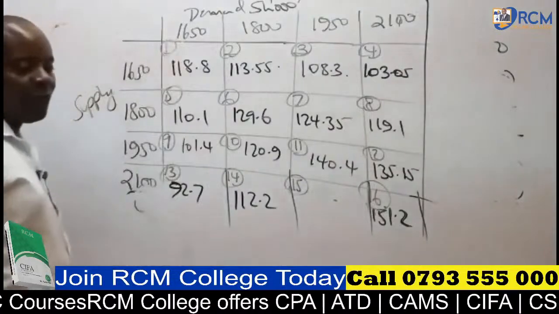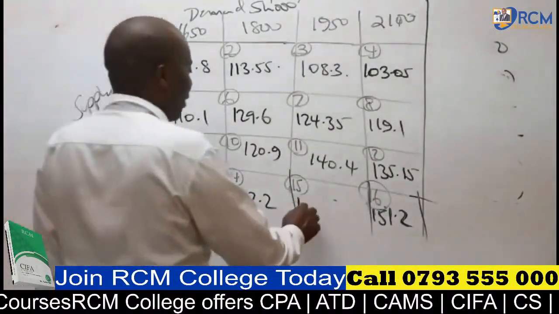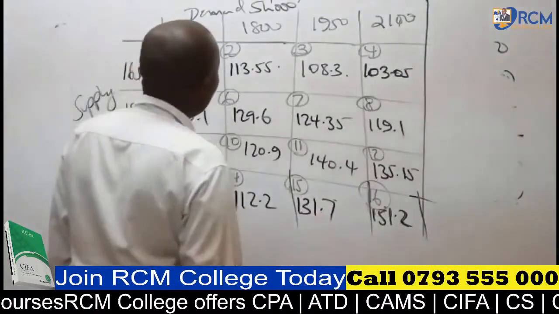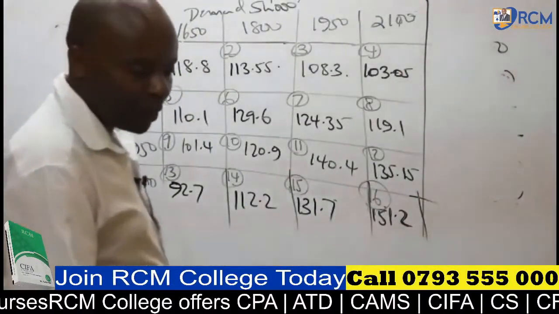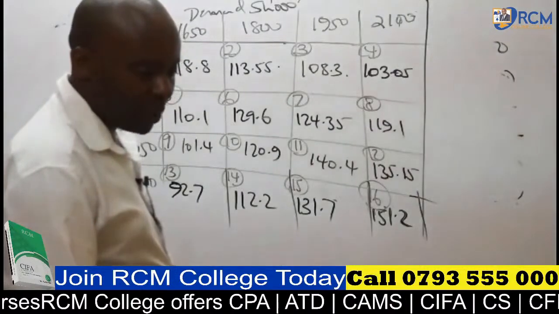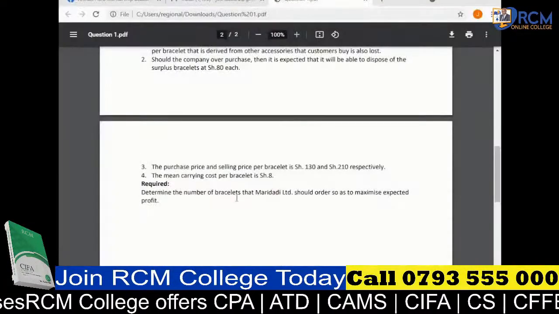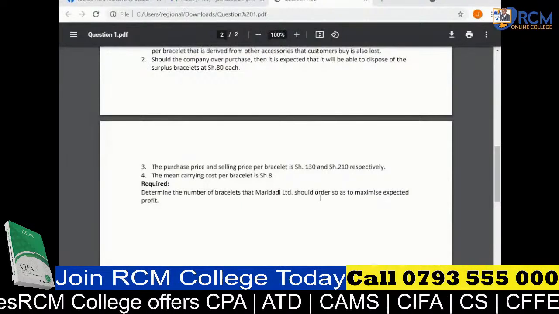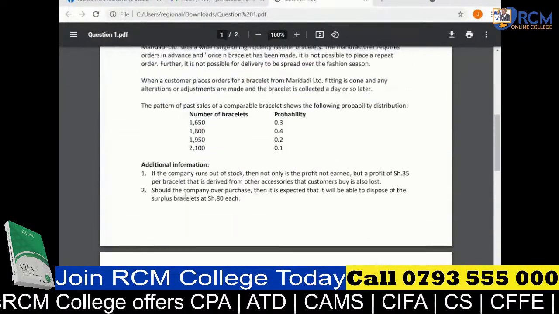The last one, cell number 15, is 131.7, ladies and gentlemen. Then what they expect us to do is to give them expected profits. So determine the number of bracelets that Maridadi Limited should order so as to maximize expected what? Profit.